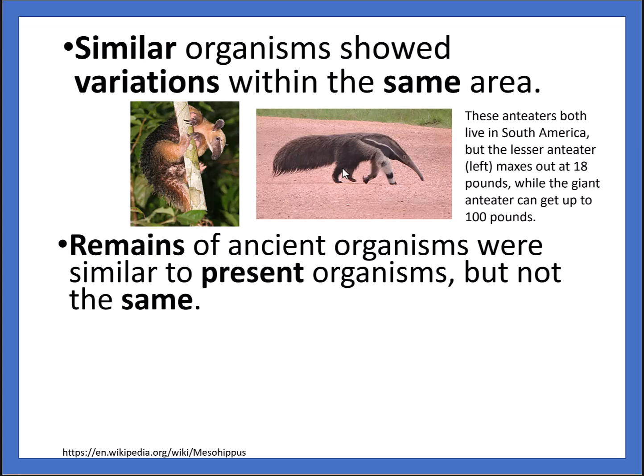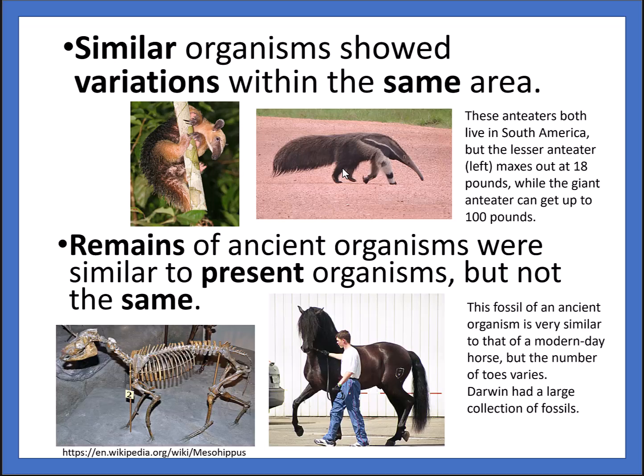The remains of ancient organisms were similar to present organisms, but not exactly the same. For example, here's a fossil of an ancient organism that is similar to the modern-day horse, but the number of toes varies. And Darwin found this by collecting a very large set of fossils and then comparing those fossils to organisms that were currently living.